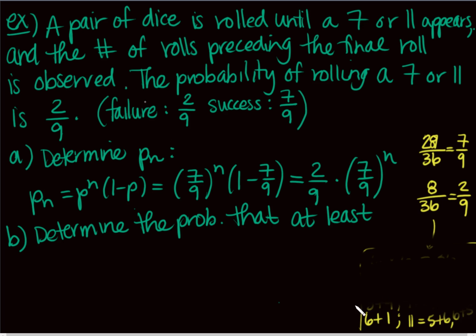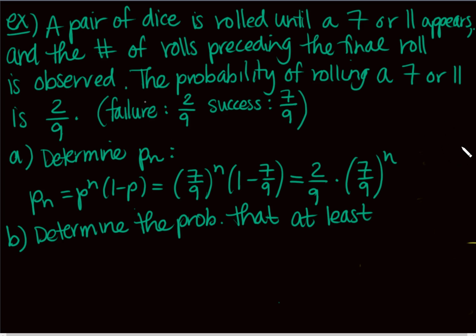Let's get rid of some of this really quick so we have some room. This is going to be our only example, and then I'm going to let you look at the examples in the book. But determine the probability that at least 3 consecutive rolls precede the final roll. Remember what the final roll is: if I get a 7 or 11.